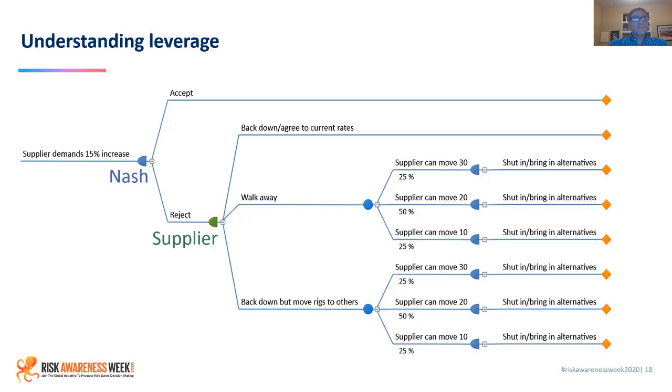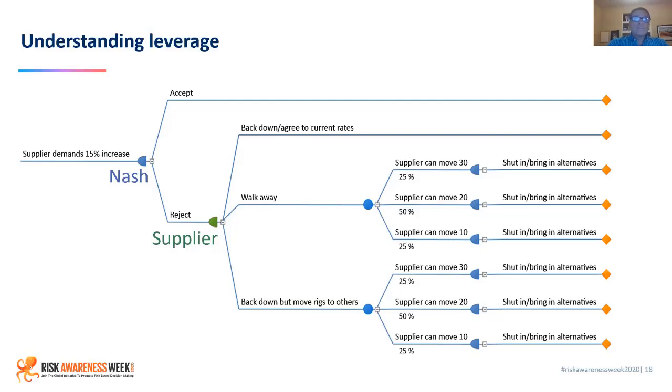These rigs did not work on all sorts of fields. They had a very particular application. And what we realized is that of the 70 that the supplier was supplying to Nash, they could only move somewhere between 10 and 30 of those rigs in all likelihood. So that told us that Nash might have some leverage here, because the supplier couldn't just walk away entirely, or they would probably be shooting themselves in the foot.